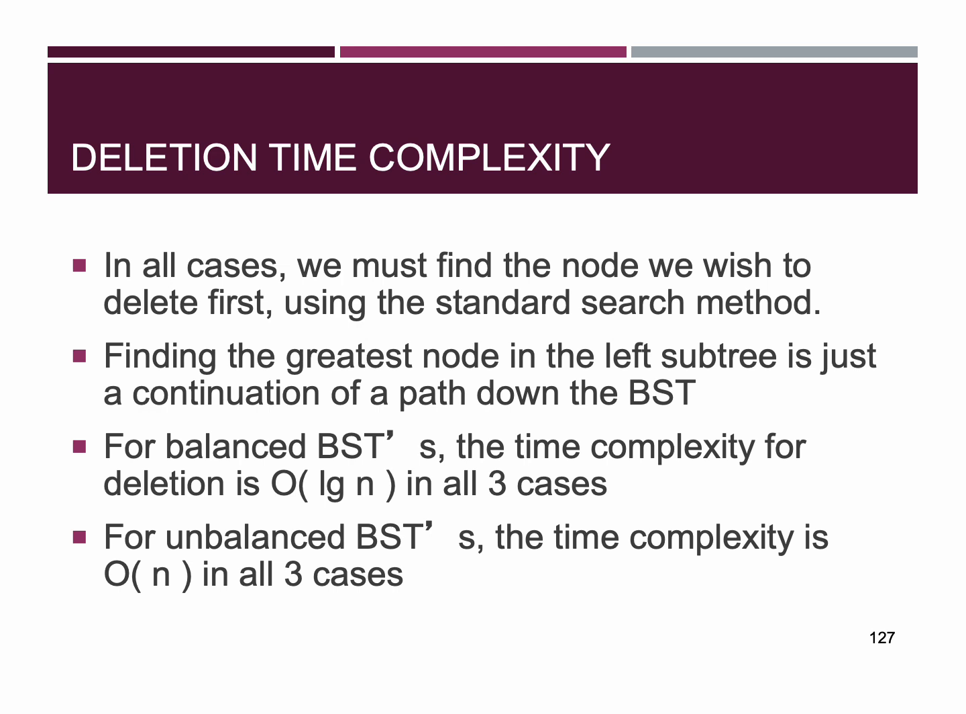So in all cases, we must first find the node we wish to delete using the standard search method. Finding the greatest node in the left subtree is just a continuation of a path down the BST. For a balanced BST, the time complexity for deletion is big O log n in all three cases. For unbalanced BSTs, the time complexity is big O n in all three cases.